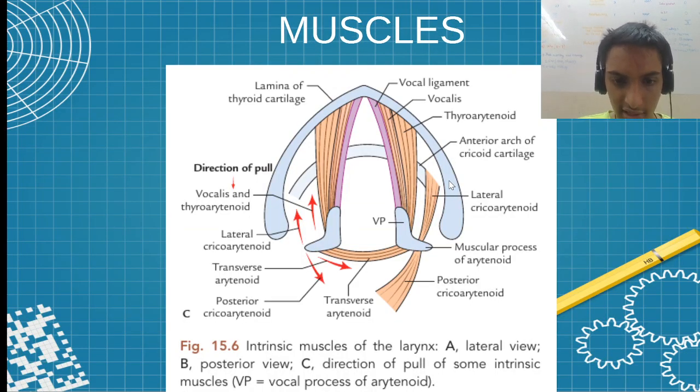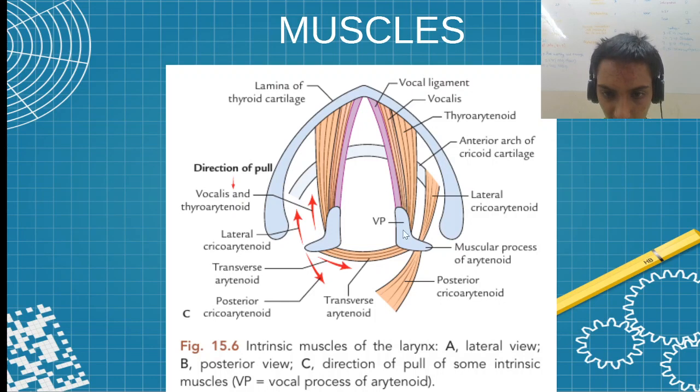Right. So let us see the intrinsic muscles of larynx. What are the muscles we are seeing? Vocalis and thyroarytenoid. Here you are seeing the transverse arytenoid, posterior cricoarytenoid, the lateral cricoarytenoid, thyroarytenoid, here vocalis. Rima glottidis will be there. Here VP is equal to vocal process of arytenoid. This is the vocal process.